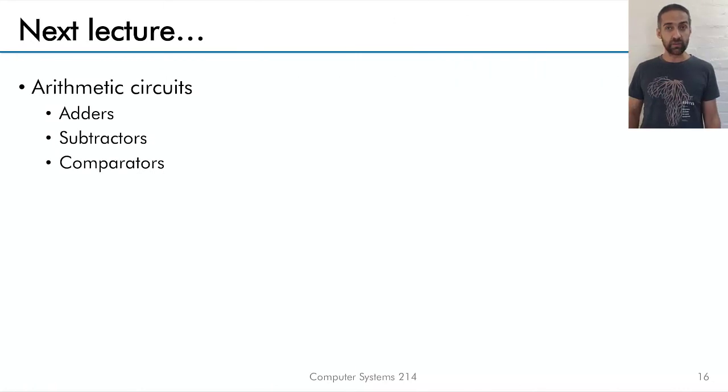So in the next lecture, what we'll do is we'll be looking at arithmetic circuits. So we'll look at how to develop your own adder, which is essentially a state machine, how to do a subtractor, which is basically an adder with a few 2's complement magic around it, and then we'll be looking at how to do comparators. Thanks.